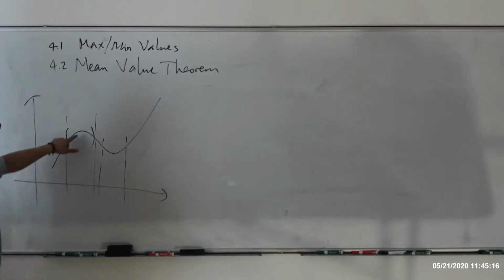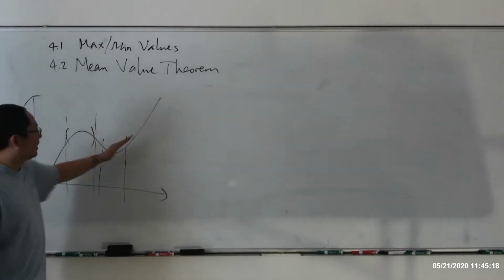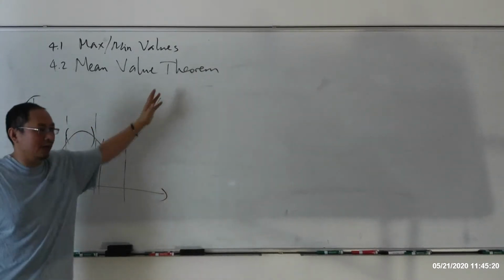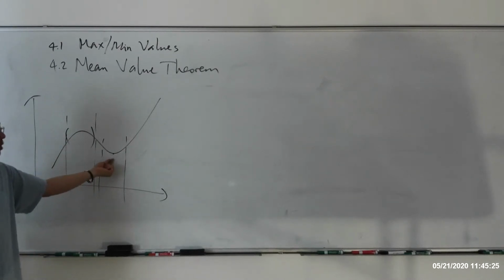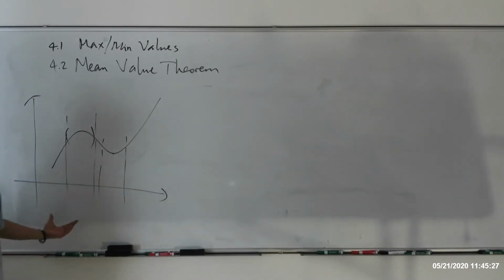And of course, the local max may not be the absolute maximum, may not be the highest point for the entire graph, but locally, this is the highest point. Same idea here, the local minimum may not be the absolute minimum. Alright? And vice versa.